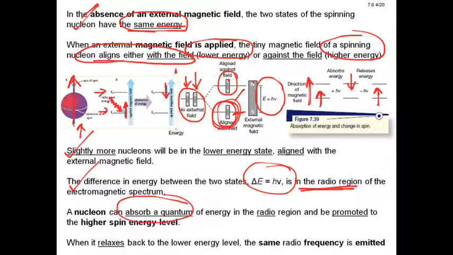Okay, the nucleon can absorb a quantum of energy. It has to be the right quantum of energy, the right frequency in the radio region, and be promoted to a higher spin level. And when it relaxes back to its lower level, the same frequency is emitted.